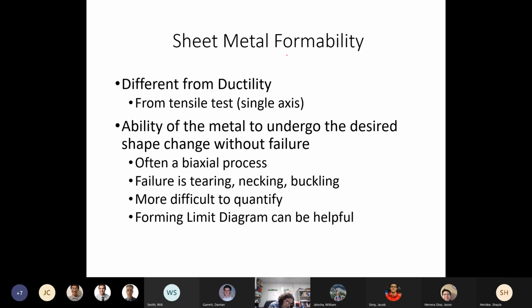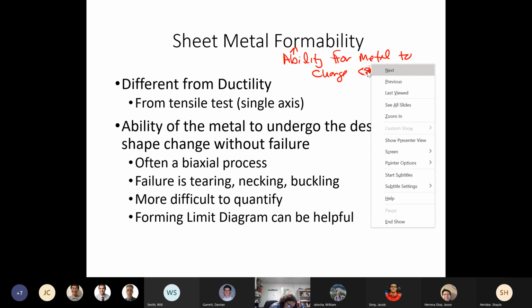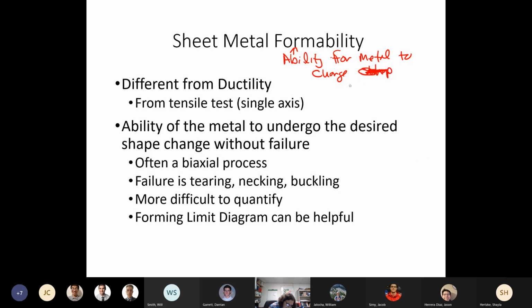Formability is really the ability for the metal to change shape without failure.